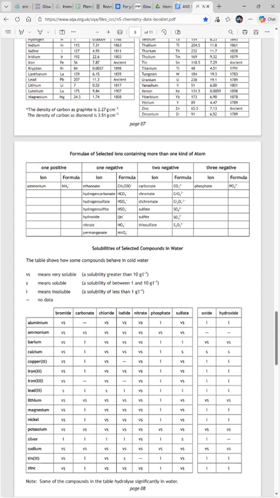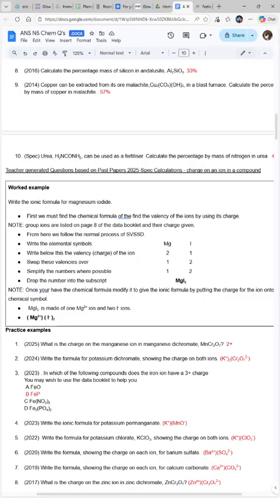we can't do it both ways. We have to just know that potassium has a 1 positive charge. So the chlorate ion here must have a 1 negative charge. In this case, there's 1 chlorate ion and 1 potassium ion, so there's no need to put numbers outside the brackets. Write the formula showing the charge on both ions for barium sulfate.